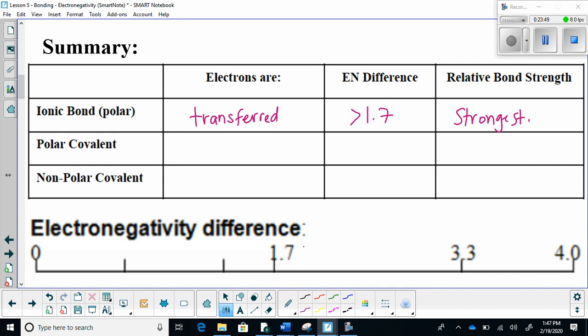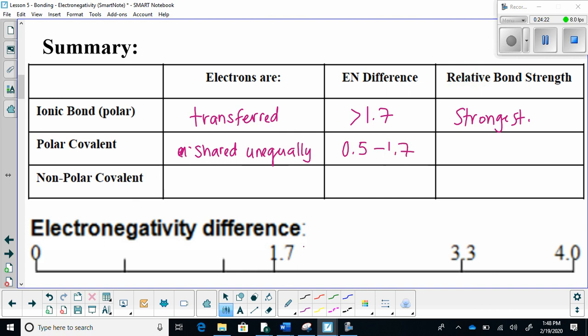Polar covalent, electrons are shared unequally. One atom is pulling way more than the other atom. However, it's not enough for us to just take that atom and make it our own. There's still a little bit of ownership with the other atom. This happens between an electronegativity difference of 0.5 to 1.7. Please note these are things that you will need to memorize.